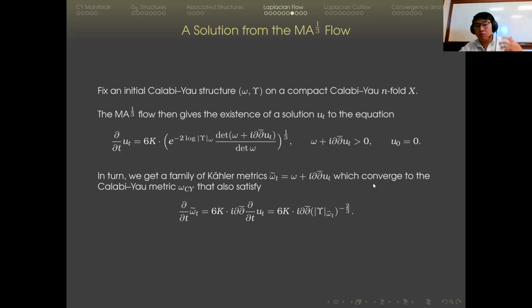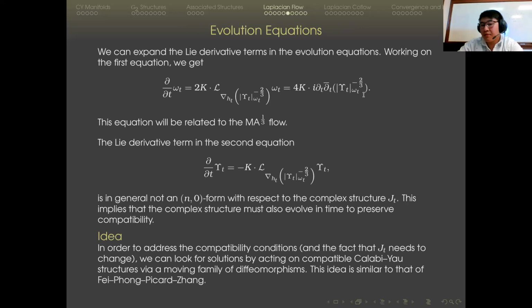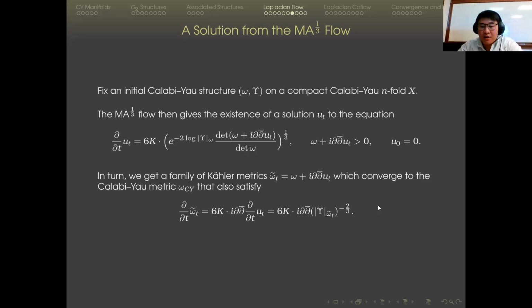So J is constant. If we compute del del bar of the omega tildes, those are basically just d/dt of i del del bar of ut from what we constructed, and we can compute that this really is the term that we're looking for. It's very close: i del del bar of this norm to the minus 2/3 is very similar to this equation over here that we're looking for. So it tells us that we're on a good track so far. Now, we still haven't addressed the fact that the complex structure needs to change, so let's do that.